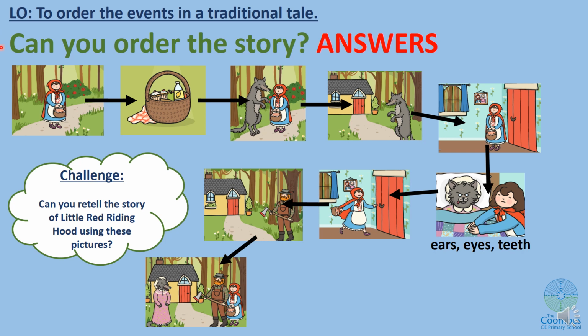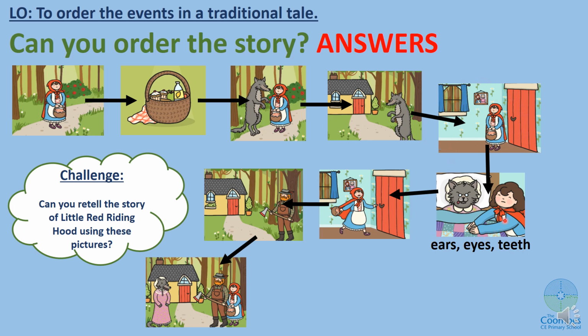And here are the answers. Well done if you got them correct. So we start with Little Red Riding Hood by herself. Then it's the basket of food. Then it's Little Red Riding Hood with the wolf. Then it's the wolf going to Grandma's house. Little Red Riding Hood in Grandma's house.